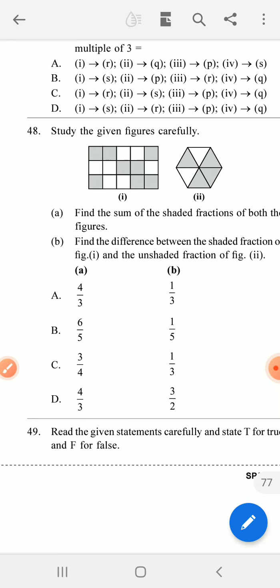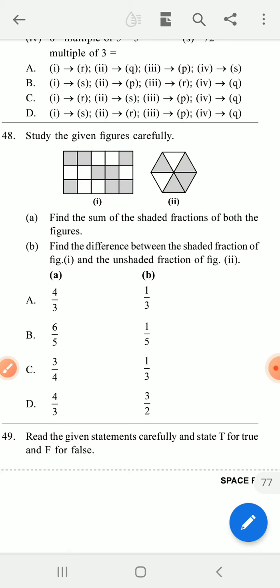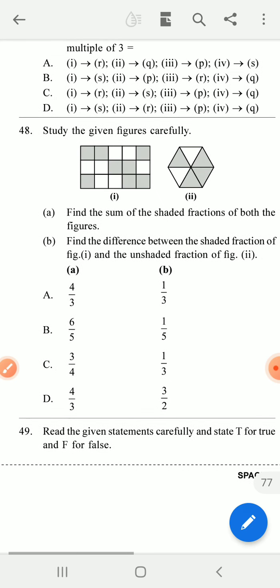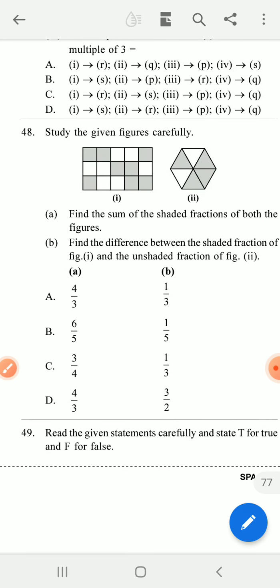Study the figure carefully. Find the sum of the shaded fraction of both the figures. Option A. Find the difference between the shaded fractions of both the figures. So find out the value, 48. B is the answer.